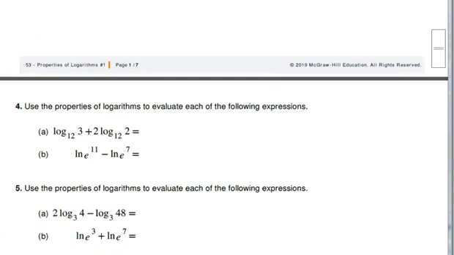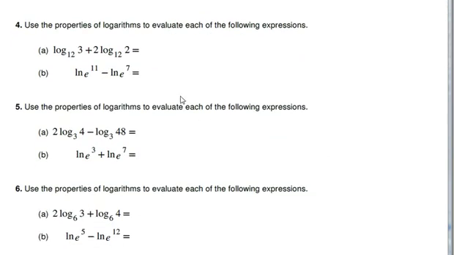Alright, let's scroll down and find another question here. So alright, here this says use the properties of logarithms to evaluate each of the following expressions. So we have log base 12 of 3 plus 2 log base 12 of 2. Now could you type this in a calculator? Yes, but I don't need a calculator. You don't need a calculator. Let's just use properties of logs. So that 2 multiplier right out there is going to come into play.